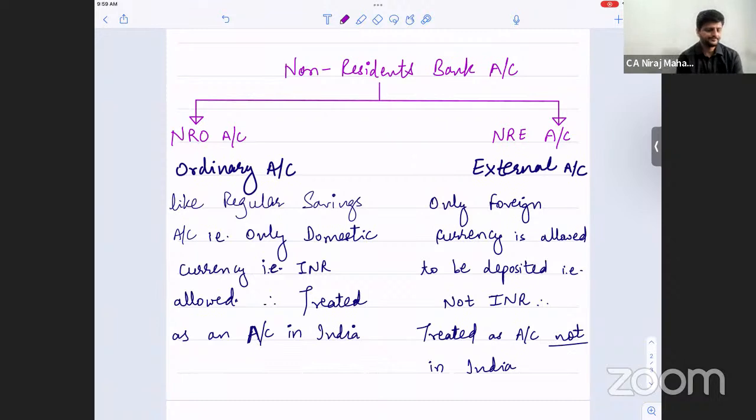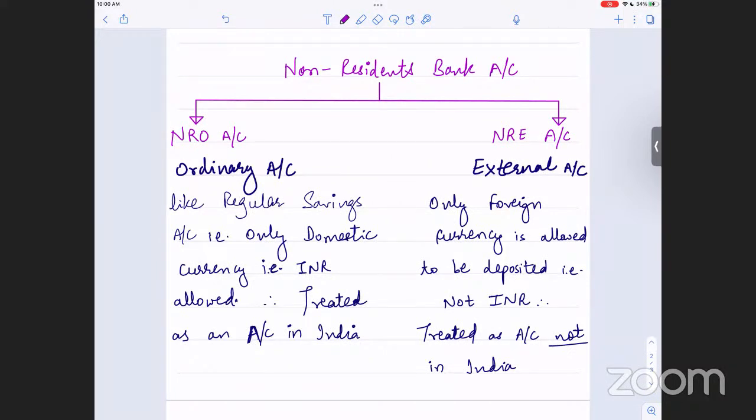What is the impact? It is exempt, but why now? They're saying yes, NRE is exempt, they have clearly given that. But since it is not treated as an account in India, what happens? The income from that account, tell me all of you, is foreign income accruing outside India. Outside India.